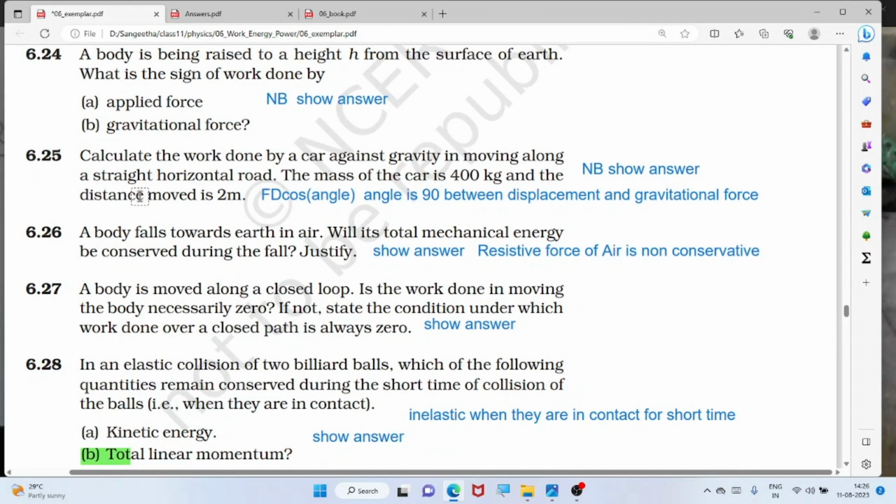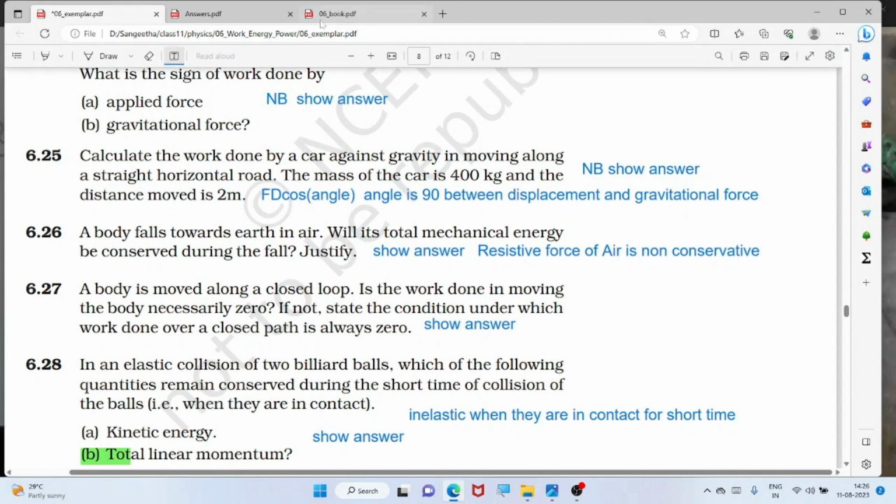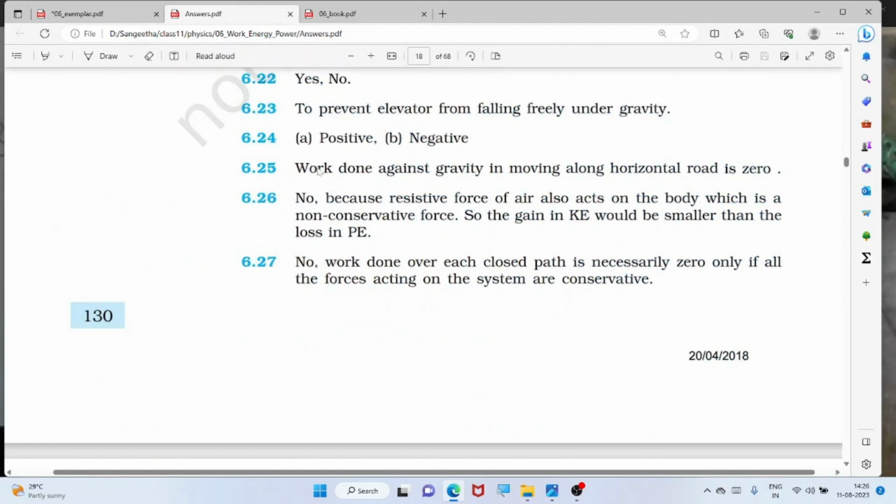Calculate the work done by the car against gravity in moving along a straight horizontal road, the mass of the car being given. Because the car is moving horizontally, the angle between gravity and the displacement is 90 degrees, cos 90 is 0, so the work done is 0 here. Work done against gravity is 0.